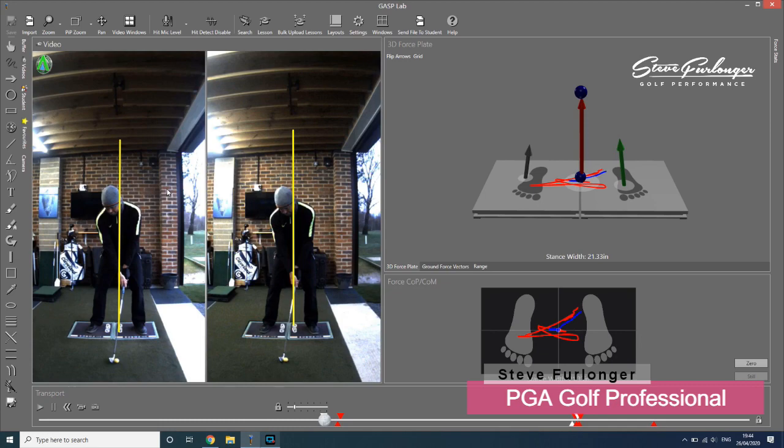Okay, so here's a short video explaining the difference between center of mass and center of pressure, and then demonstrated via GASP's 3D, dual 3D force plate system, demonstrating the movements of both the center of mass and the center of pressure.